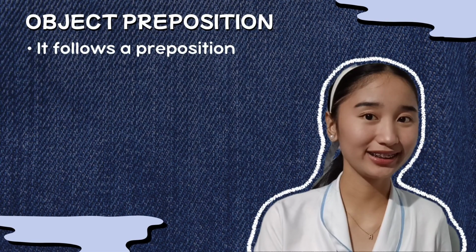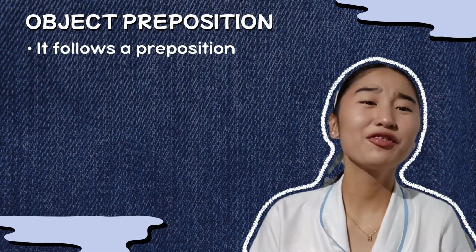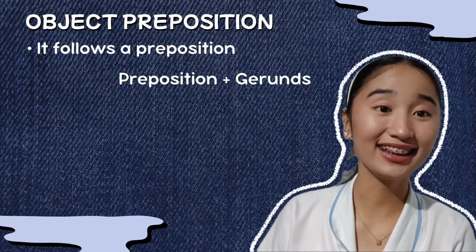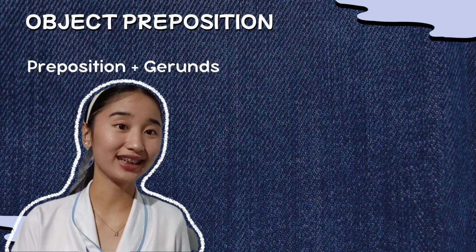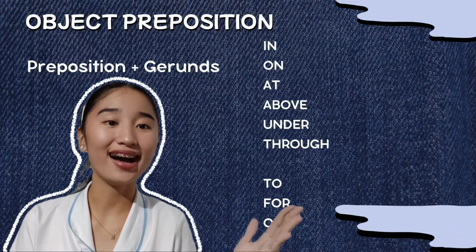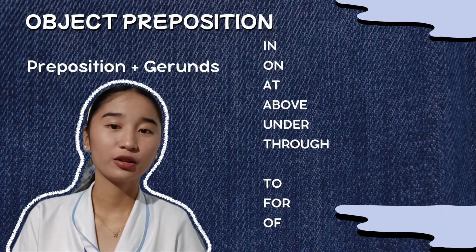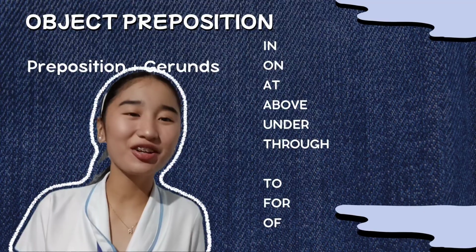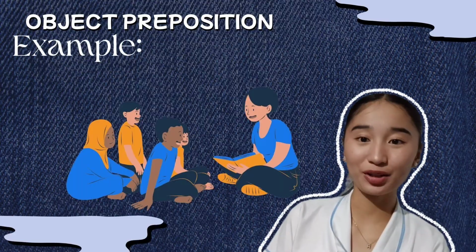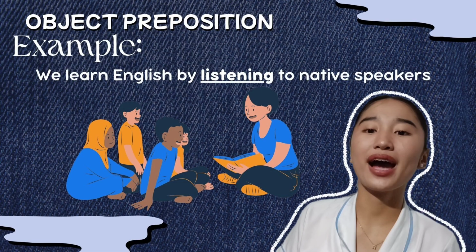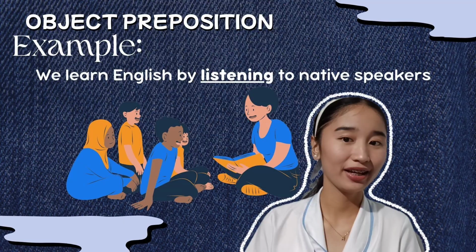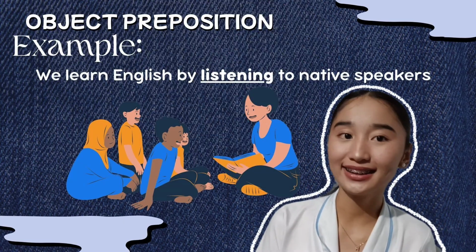The fourth one is gerunds as object of a preposition, and by the word itself, it follows a preposition: preposition plus -ing, or the gerund. Prepositions are in, on, at, above, under, through, to, for, of, and other prepositions that we use. Example: we learn English by listening to native speakers, wherein the preposition here is by and the gerund that we used is listening.